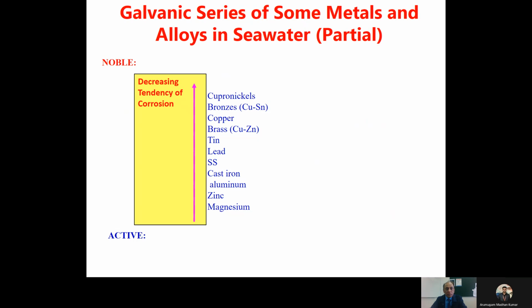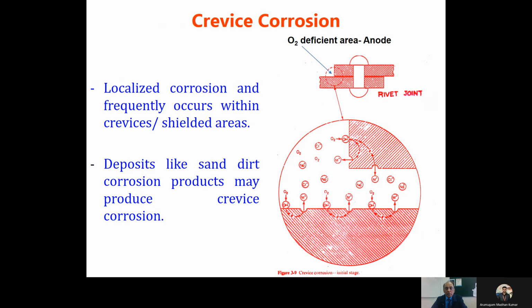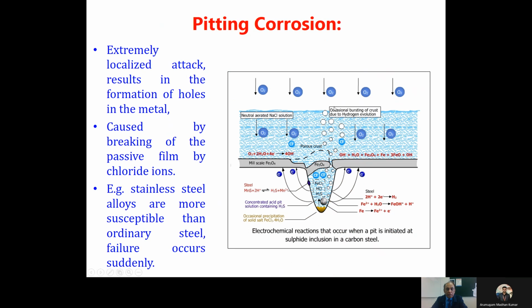And this is the galvanic series in seawater, and you can see at the bottom of this the active metals are there, aluminum, zinc, and magnesium, while at the top the less active copper and bronze are there. Crevice corrosion takes place in shielded areas where the concentration of air or oxygen is not uniform. For instance, in a rivet joint, you will find this kind of corrosion. Pitting corrosion appears in the form of pits, and mostly perforation takes place. And this kind of corrosion mostly occurs in steel in presence of chloride ions.